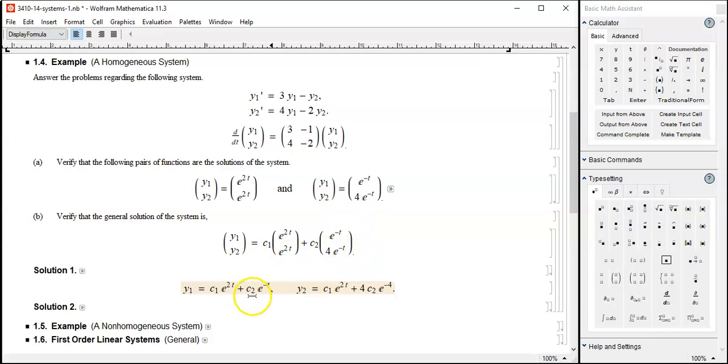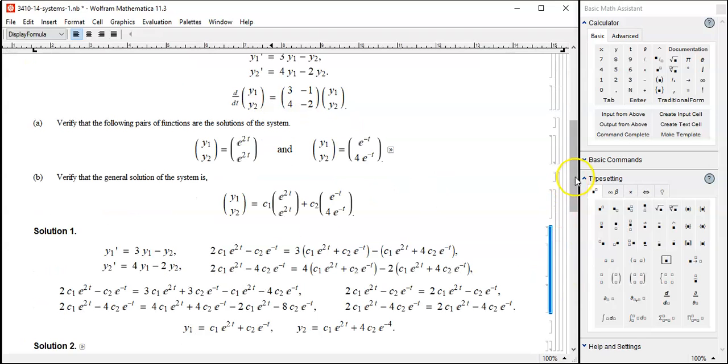First line, second line, and then you can plug those into the original system. And that computation is here.